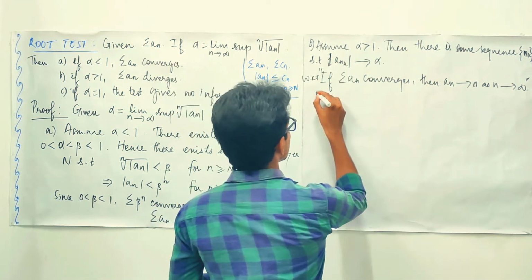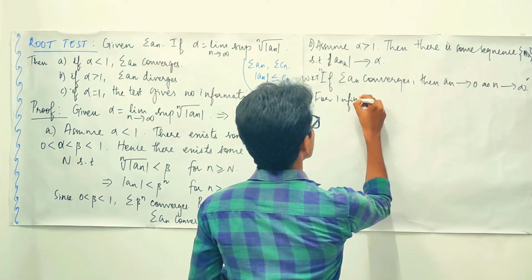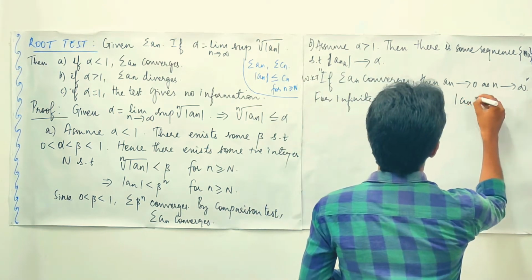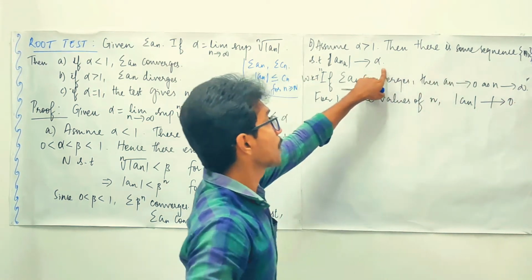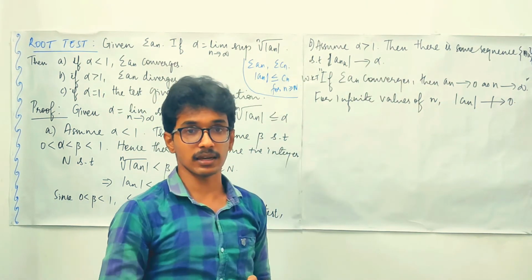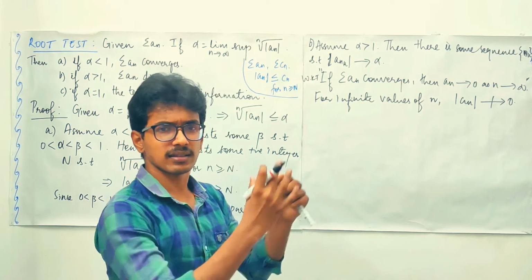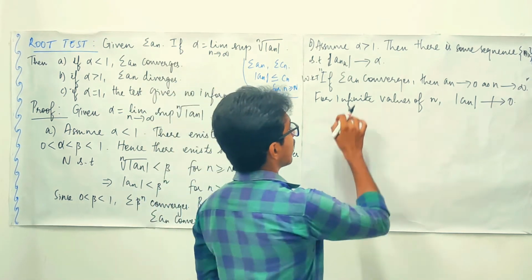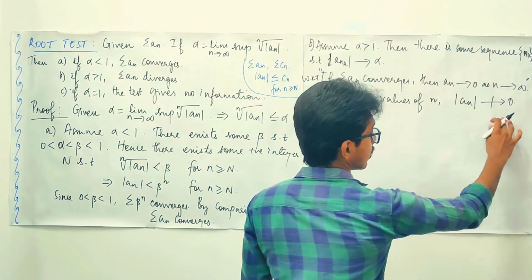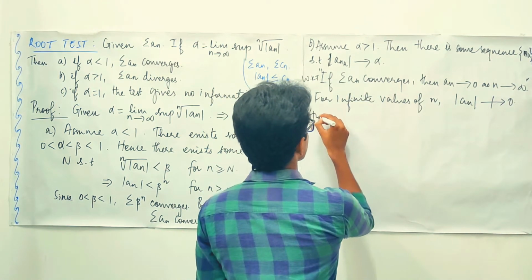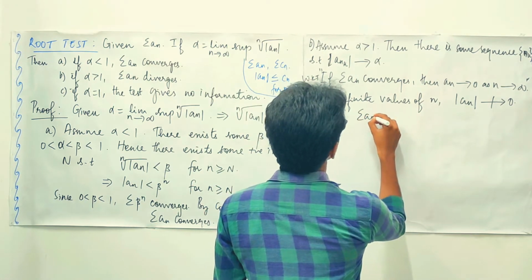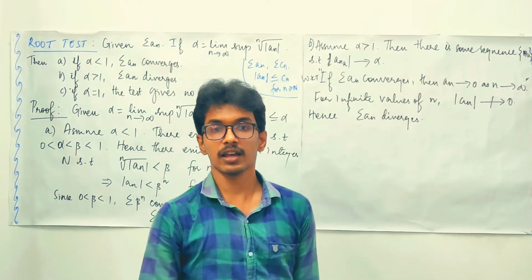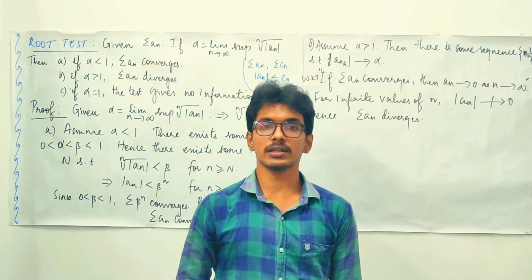Here what is happening? For infinite values of n, absolute of a_n does not approach 0. When this quantity is less than 1, when you take the power, that will approach 0. That has the possibility of approaching 0. Whereas this quantity is bigger than 1, and hence this is not happening. Hence summation a_n diverges.